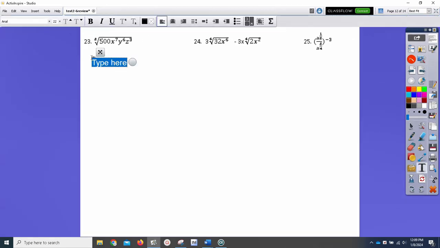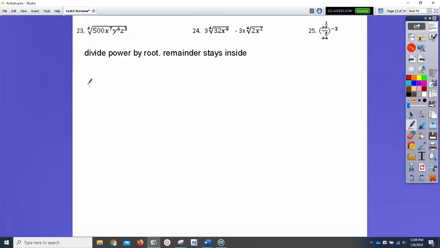The idea is to divide the power by the root, and the remainder stays inside. Now, a couple of these we're going to have to do some work with. Like, you're going to have to play with 500. I happen to know that 500 is 125 times 4. And that's what I'm going to do. I'm going to break this into a whole bunch of different things in the hopes that maybe you understand this. But I've got the cubed root of 125 times 4.